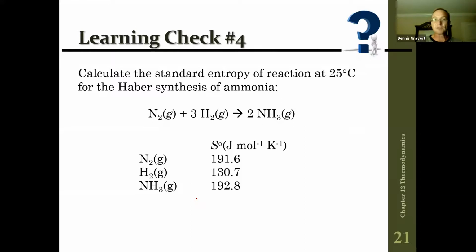Okay, I'll let you do this one. It's the same process. You can discuss it in the discussion. I came up with a delta S equal to a negative 198.7 joules per mole Kelvin. So see if you get something similar. Hopefully I didn't make an algebraic error. We can correct it in the discussion.